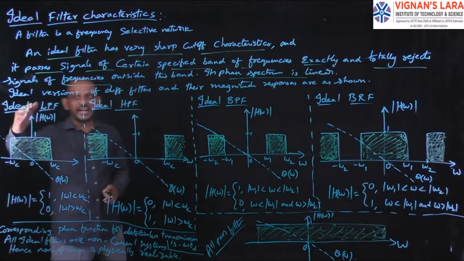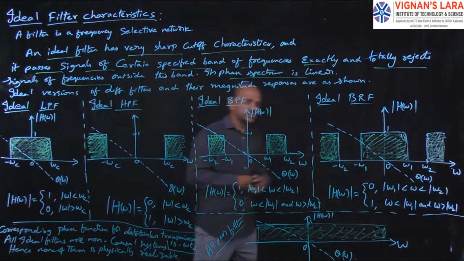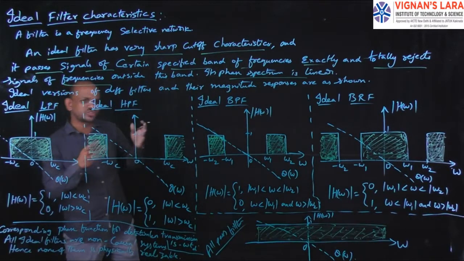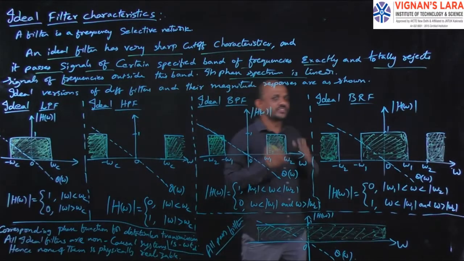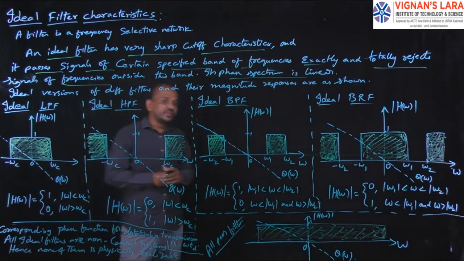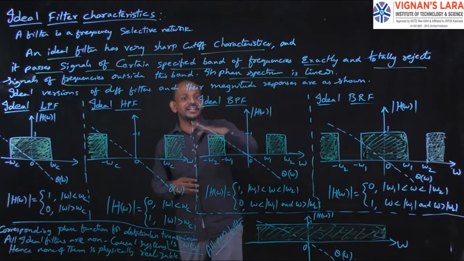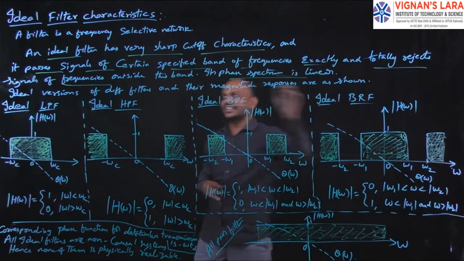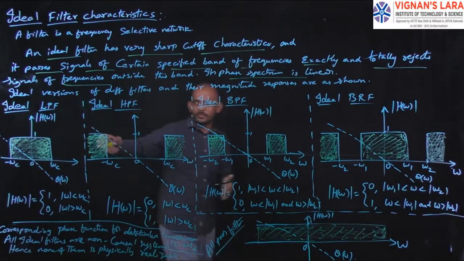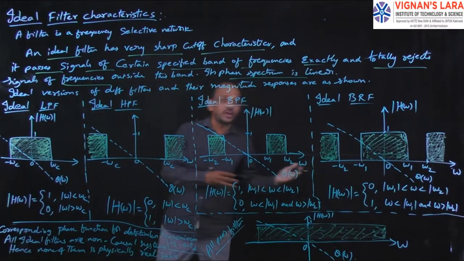First I will start with the ideal low pass filter. A low pass filter will allow the low frequency signals. It has a sharp cutoff frequency. Inside that cutoff frequency, all the signals will be allowed. After that cutoff frequency, no signal will be allowed. That is, the signals will be attenuated after the cutoff frequency. This low pass filter will totally reject the signals having frequencies greater than the cutoff frequency.